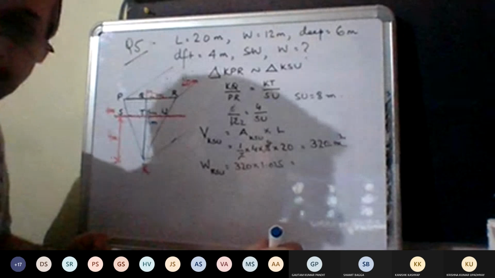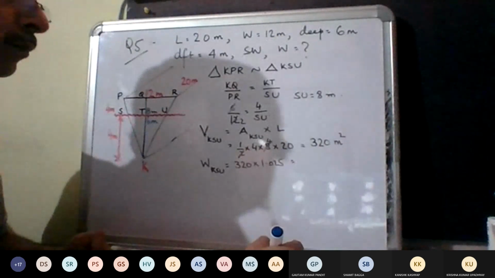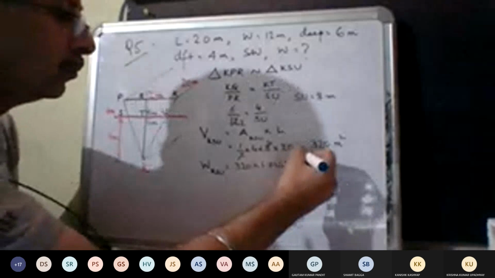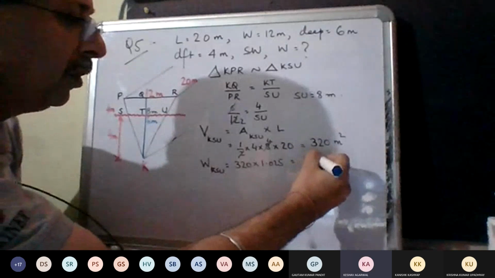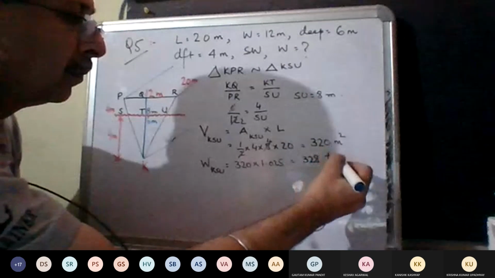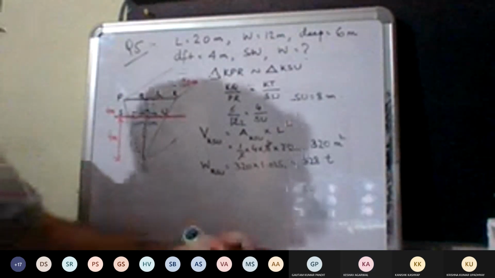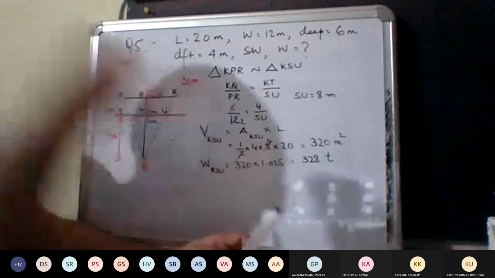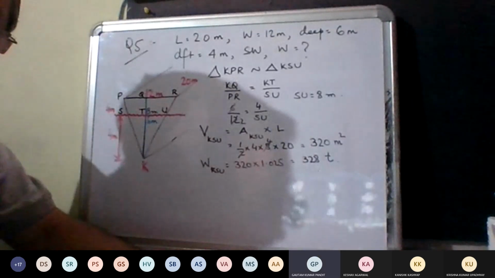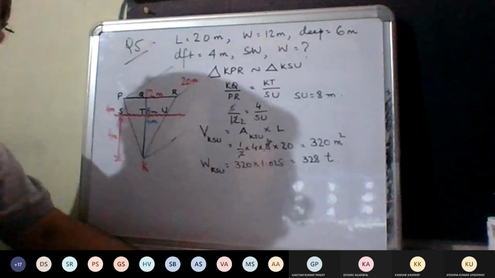Sir, 328. 328. Anything? That's it? Tons, sir. So many tons. Is this okay with everybody? Yes, sir. Okay.